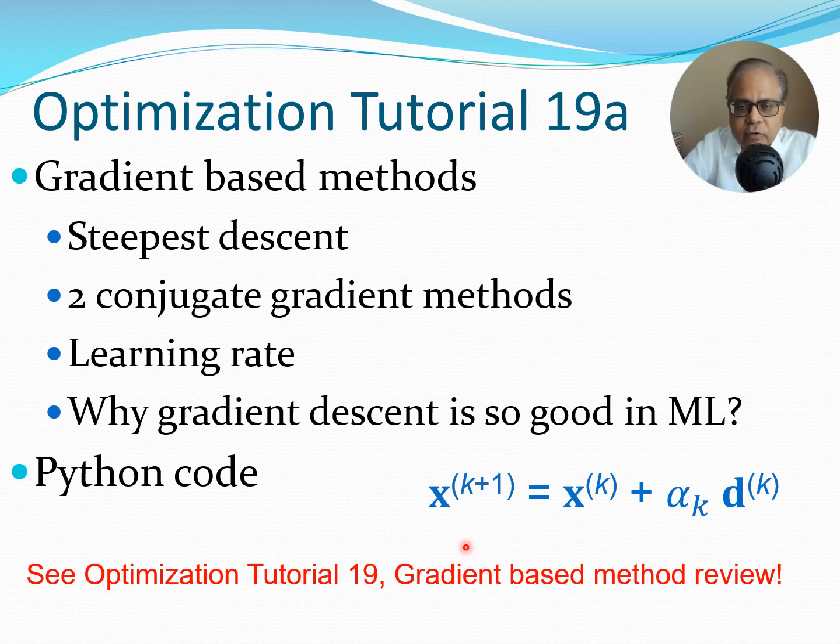And also, of course, you know that if we are using any direct search method in the design space, then the algorithm is xk plus 1 equals xk plus alpha k dk. Now here dk is the search direction and alpha k is the step size.